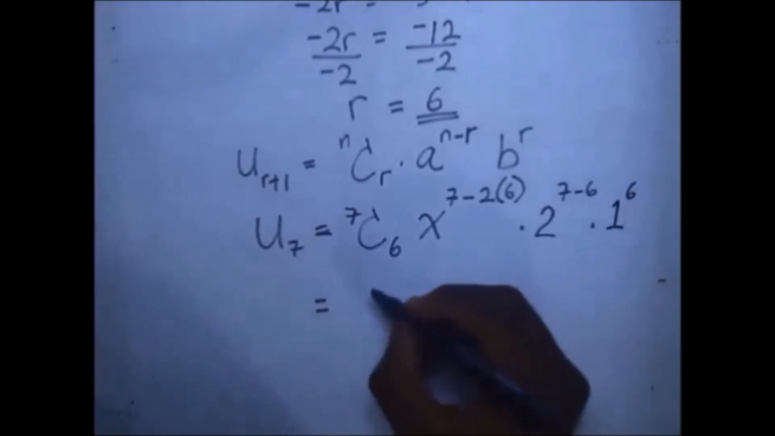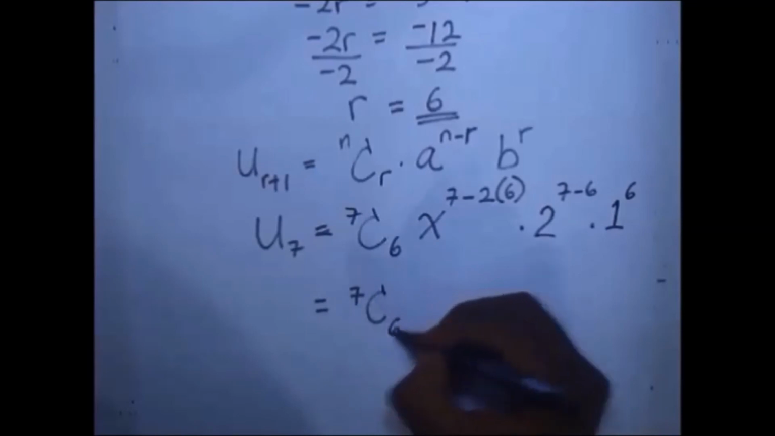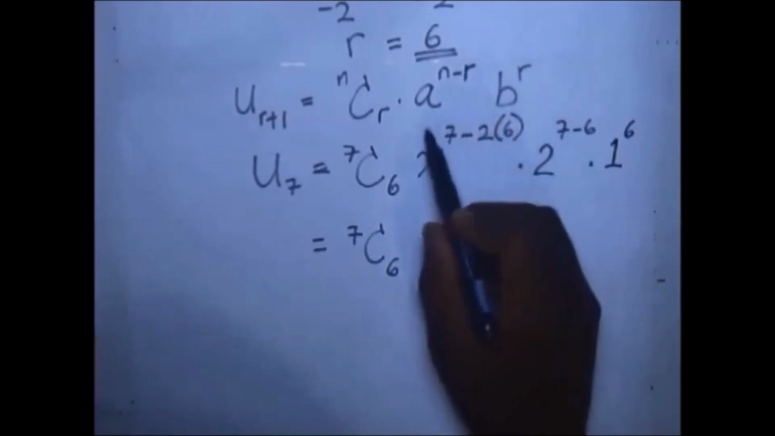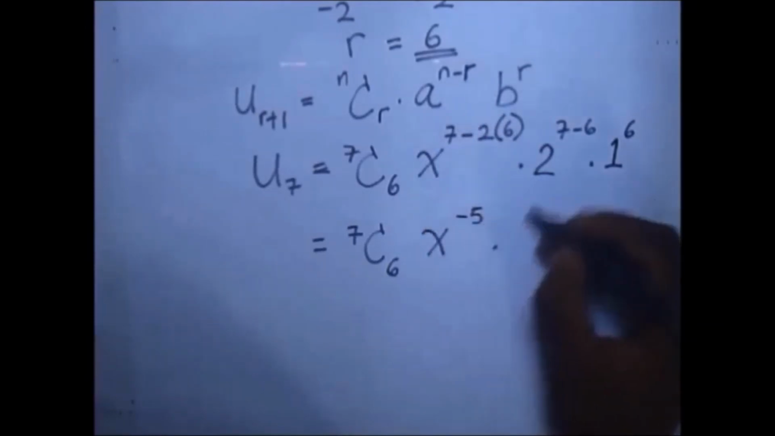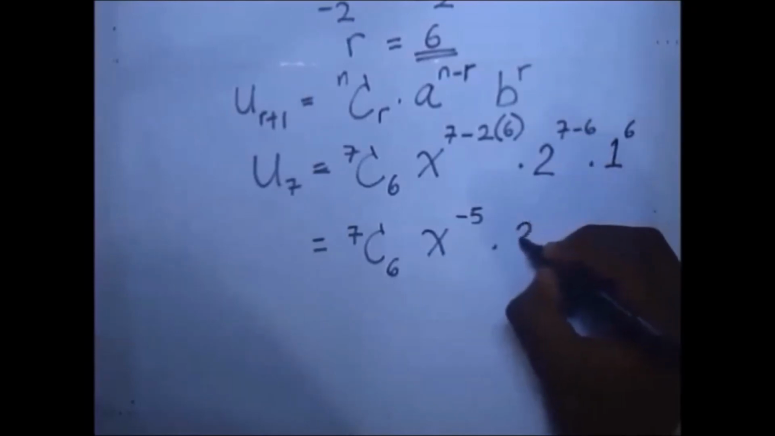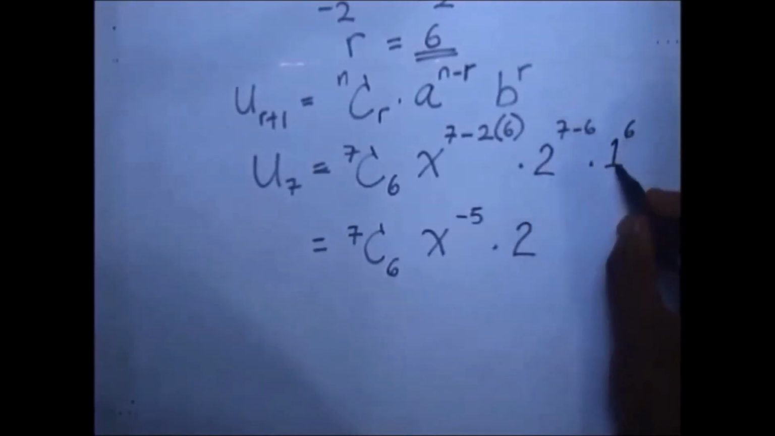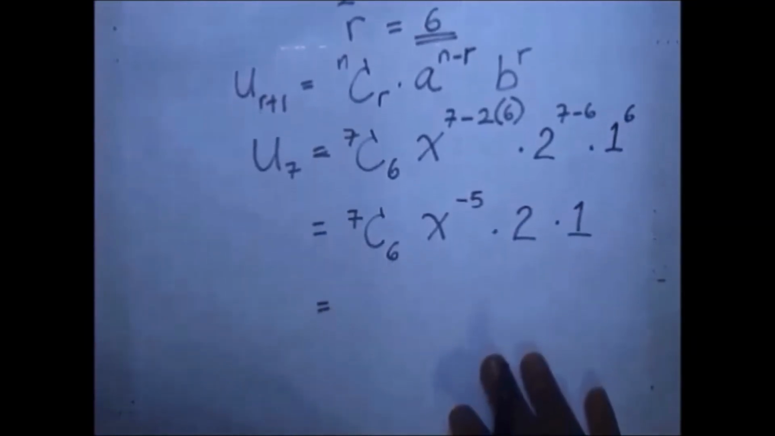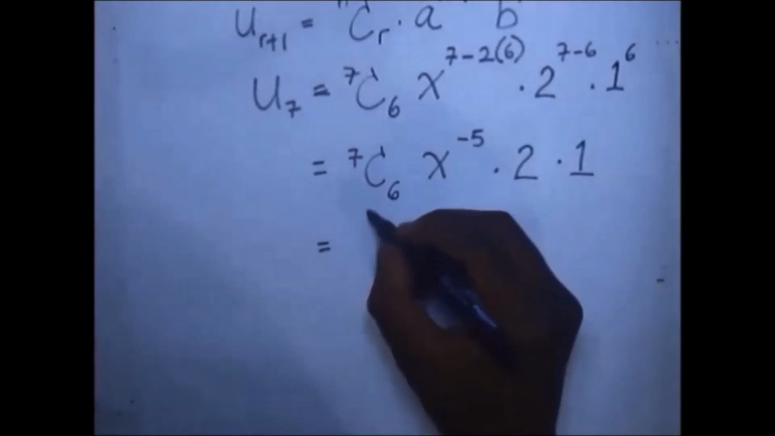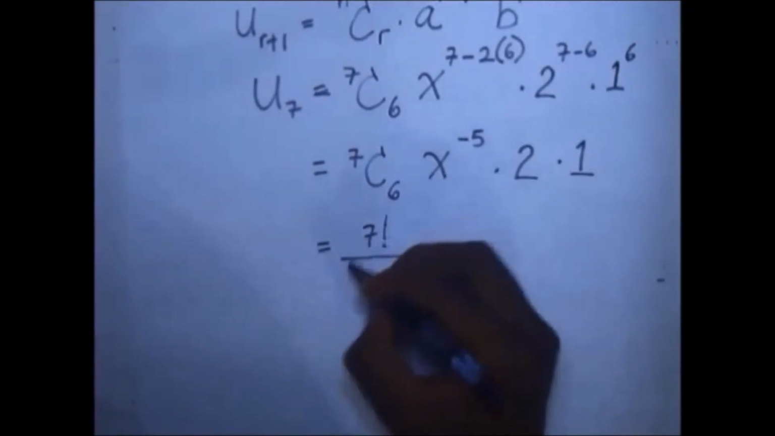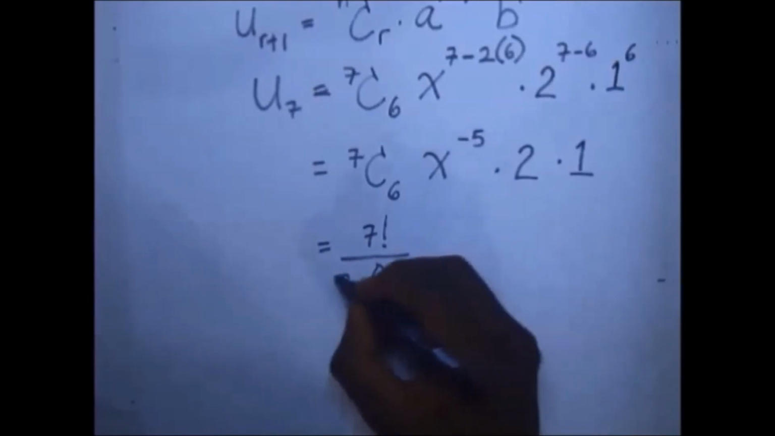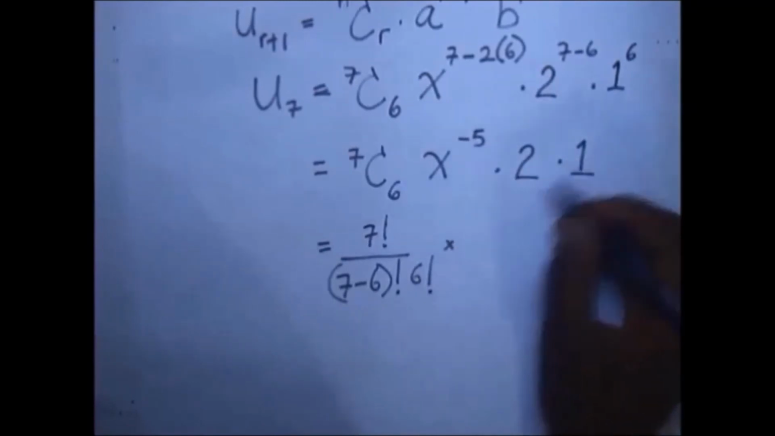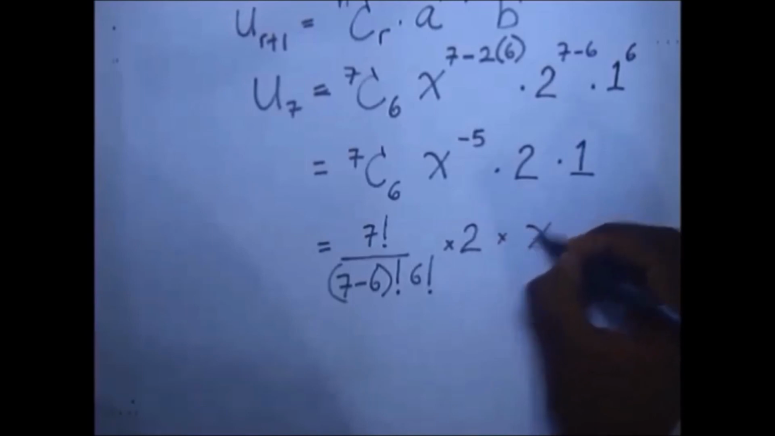So that is going to become 7 combination 6, multiplied by x to the power, 7 minus this, this is supposed to be negative 5, x to the power negative 5, times 2 to the power 7 minus 6, that is 2, because 2 to the power 1, then times 1 to the power 6 is times 1. So the answer we shall get is 7 factorial over 7 minus 6 factorial times 6 factorial, times 2 times 1, which is 2, times x to the power negative 5.